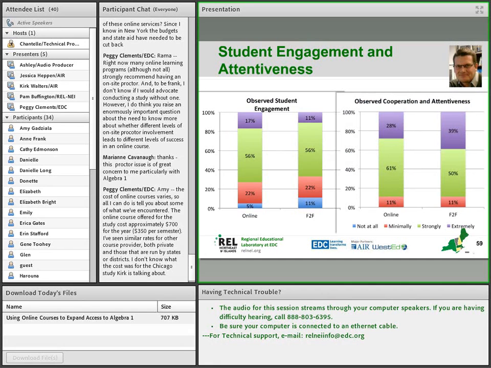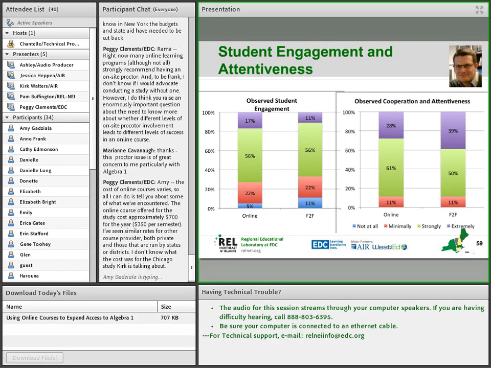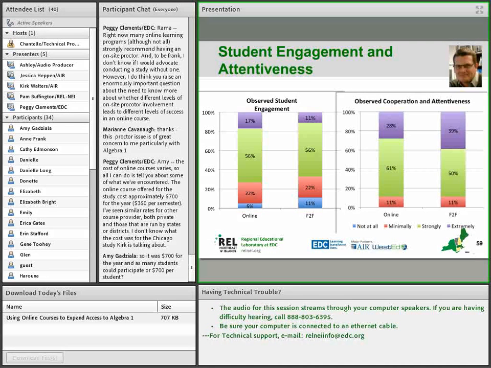Like I said, we did observe the online classes and the face-to-face classes in the summer, and the main gist of that slide is that across our observations, by and large, the kids were engaged in their learning. We also saw cooperation and attentiveness, and the overwhelming majority of kids were there and engaged. We don't know the extent to which they were actively engaged, but they were on task taking algebra.